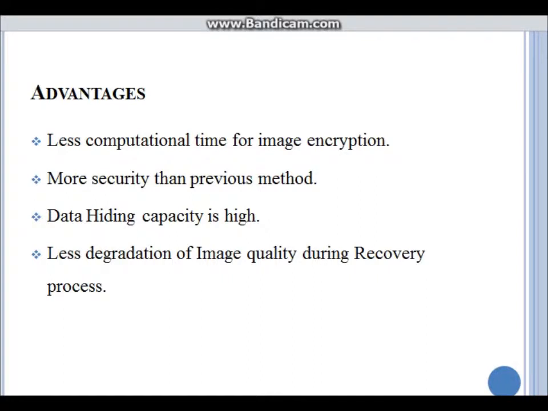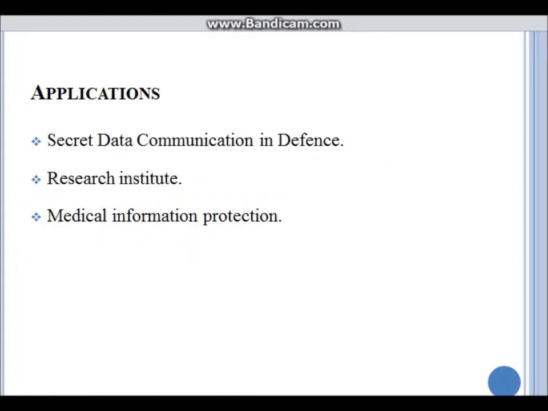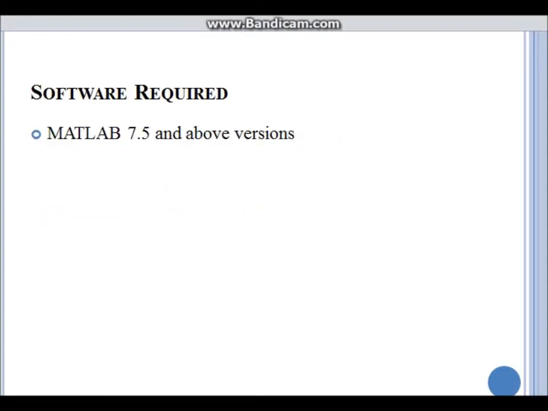Advantages. Less computational time for image encryption, more security than previous methods, high data hiding capacity, and very little degradation of image quality in the recovery process. Applications. Secret data communication and defense, research institutes, medical information protection. Software. The software we use is MATLAB 7.5 and above versions.